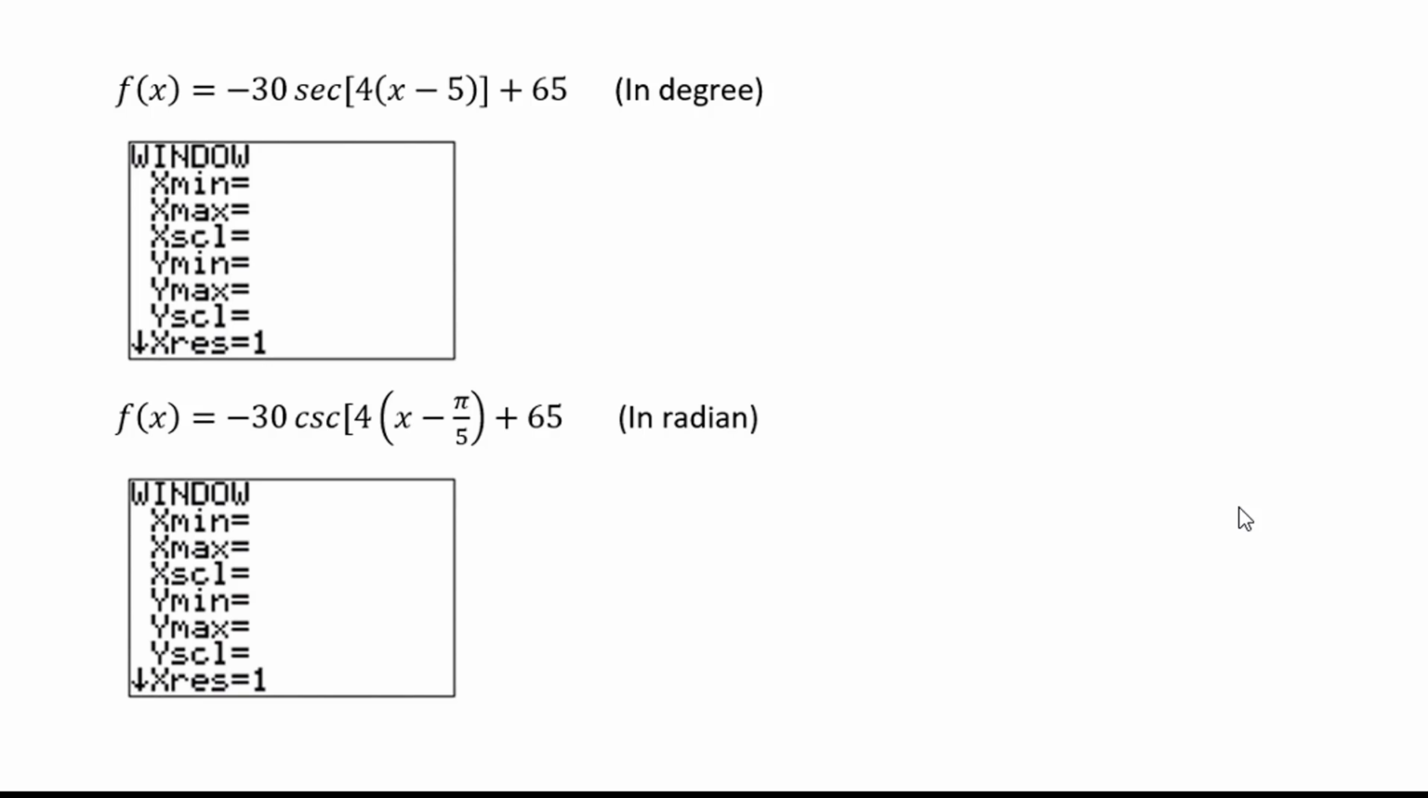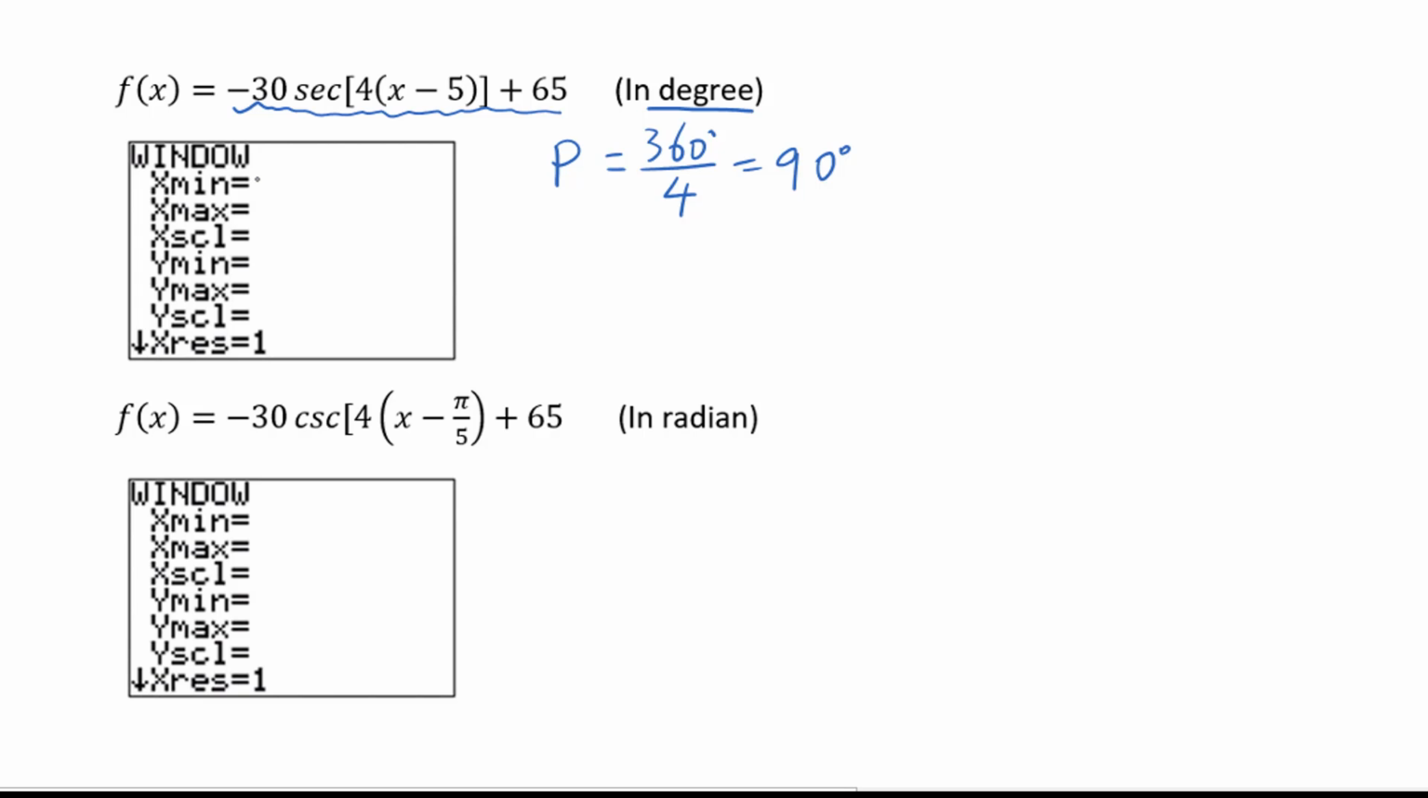In this video, I will show you how to graph secant and cosecant functions in a graphing calculator. For number 1, f of x equals negative 30 secant 4 times x minus 5 plus 65. This x is in degrees. First of all, we will get a period that is 360 degrees divided by 4. That is 90 degrees.